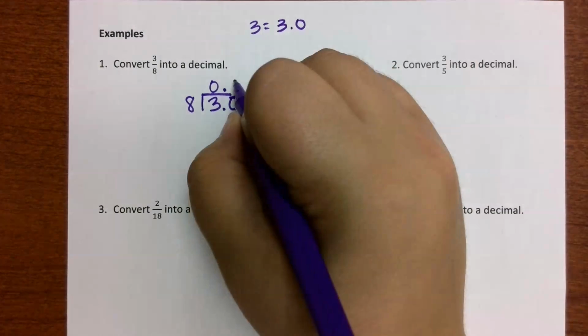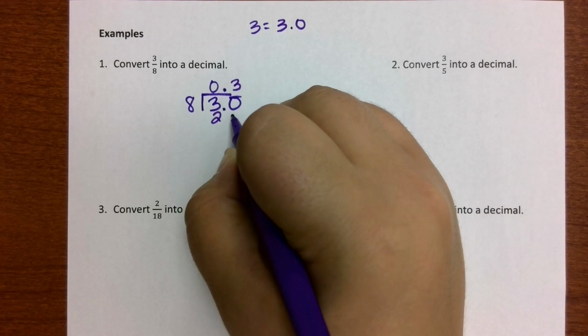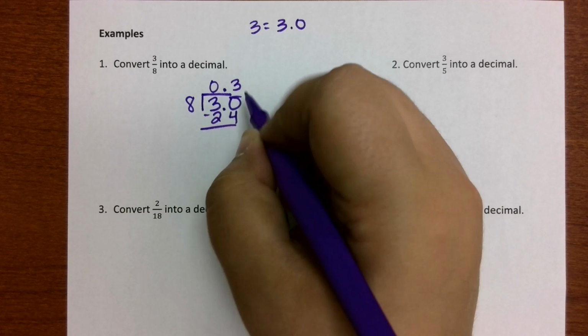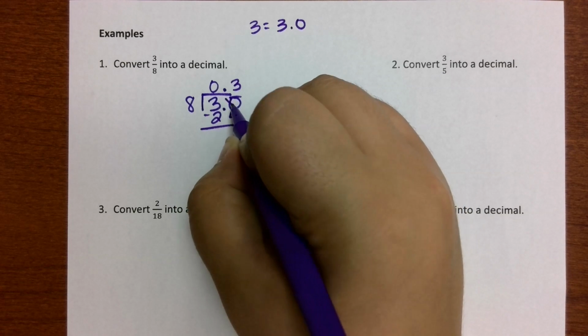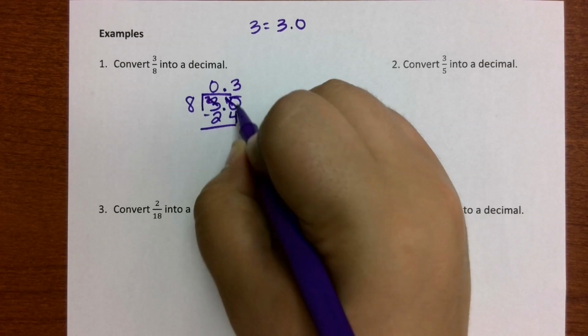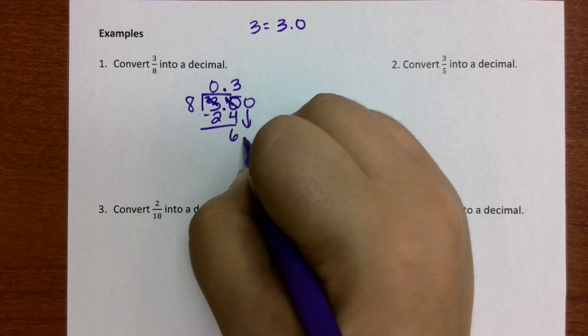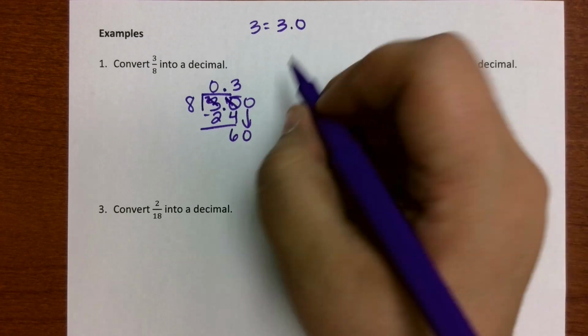So now I can do the division, 8 goes in 3 times, which is 24. Do my subtraction, this is basic division. We have to borrow, that becomes a 10, that becomes a 2. 8 goes into 60, 7 times.